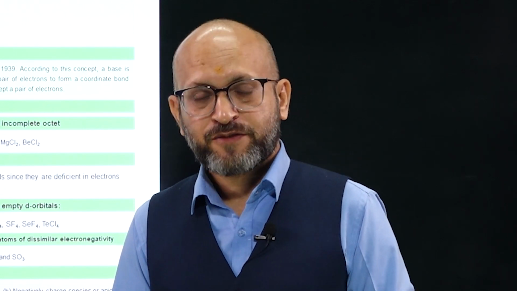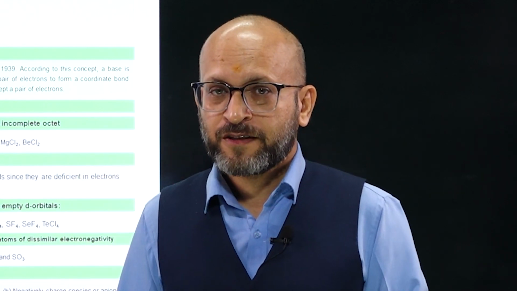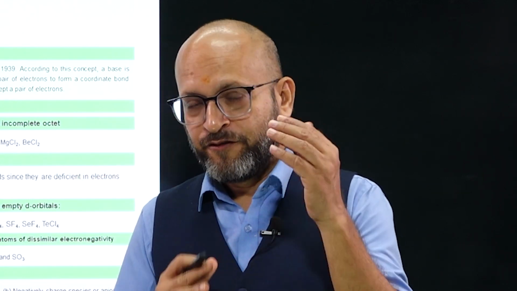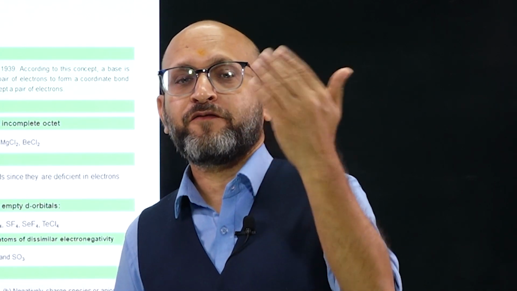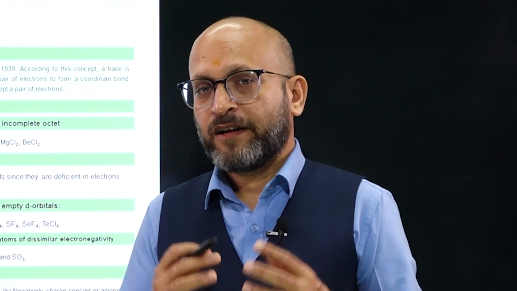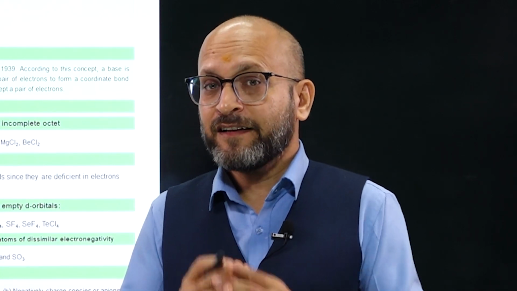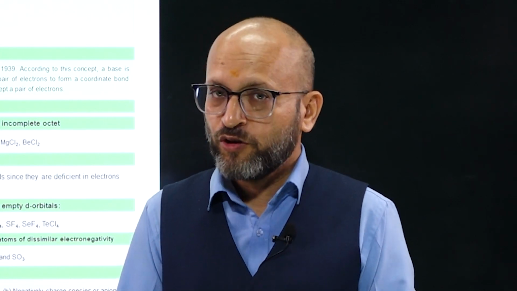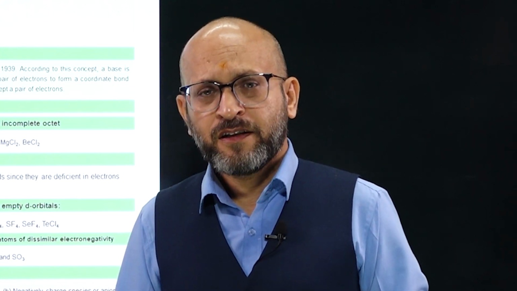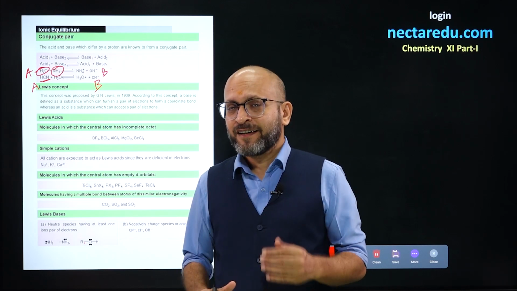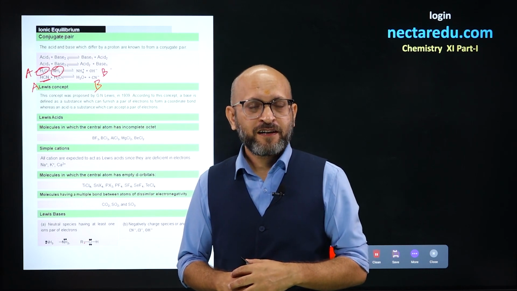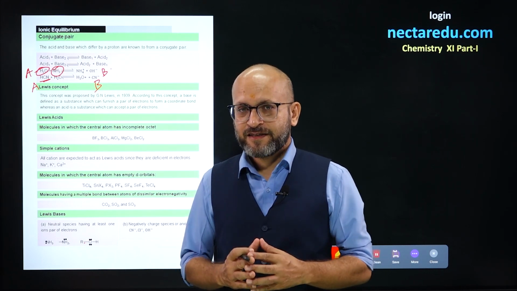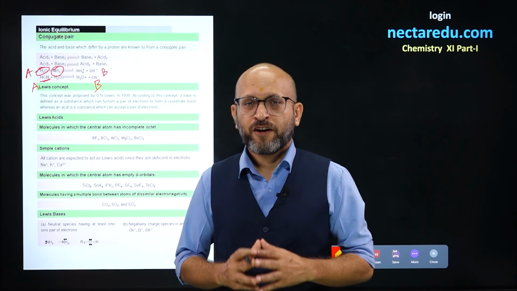Then come Lewis bases. What are Lewis bases? Lewis bases are lone pair donor species. You have a few categories there. For example, if any negative ion is there, it will definitely give a lone pair. So negative ions are Lewis bases, and so are neutral molecules which have a lone pair, for example water, alcohol, ammonia, amines. They have lone pairs in them, so all these are Lewis bases. Alright, so we discussed Lewis acids and Lewis bases here.